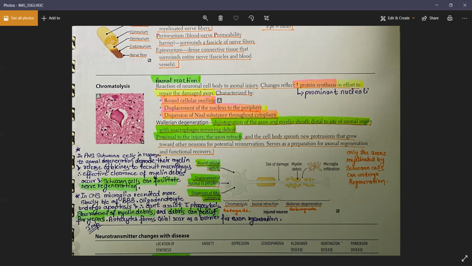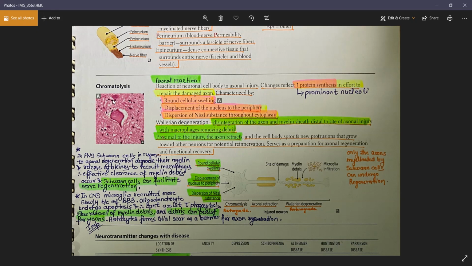And this thing, it will take like years to happen, right? It is not that you have the injury and immediately you have the regeneration. Okay, it doesn't happen like that. It takes around months and years for the neuron to regenerate.